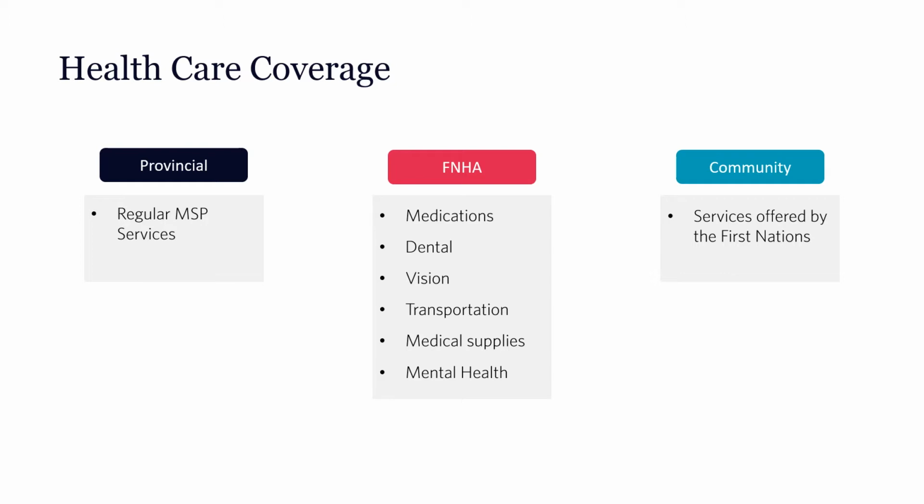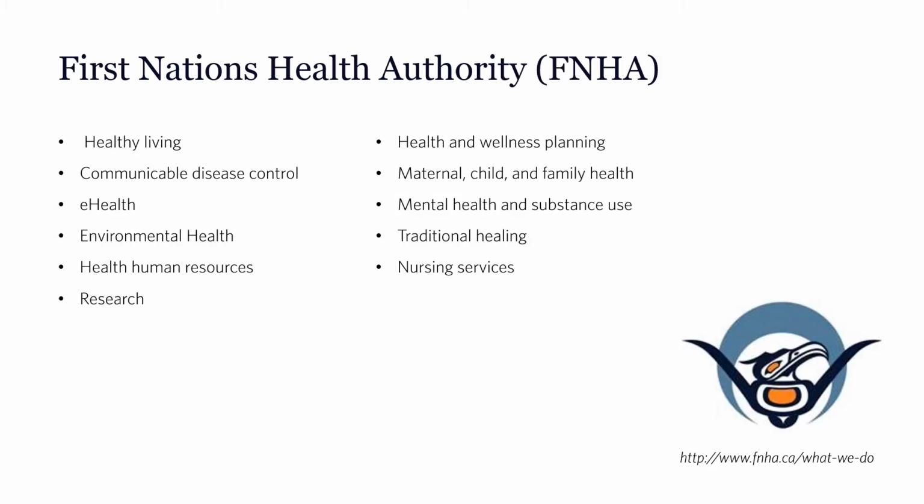Health service coverage comes from a mixture of provincial government, the First Nations Health Authority, and the communities. Medical service coverage is available through MSP. The FNHA offers additional coverage similar to extended health benefits, including medication, dental care, vision care, transportation and medical appointments, medical supplies, and mental health supports. Many communities offer their own set of services such as early childhood development, home health, and traditional healing. The First Nations Health Authority is a non-geographical health authority within BC with a number of programs and services that support Indigenous health throughout the province.